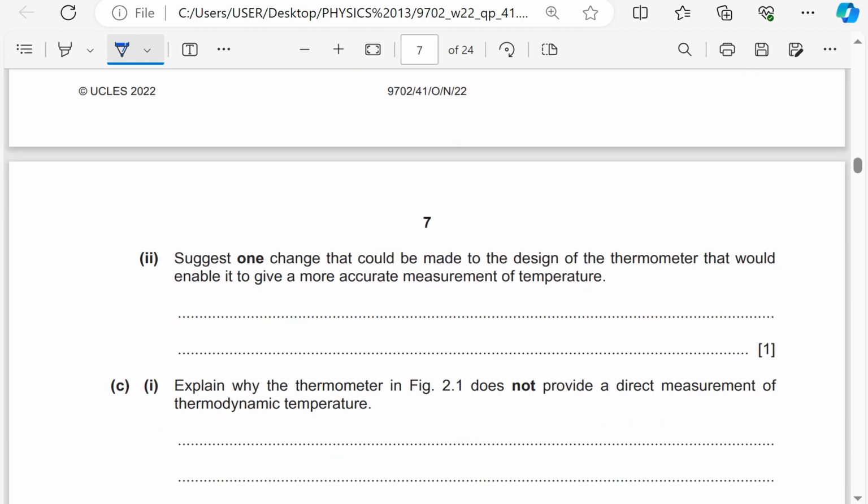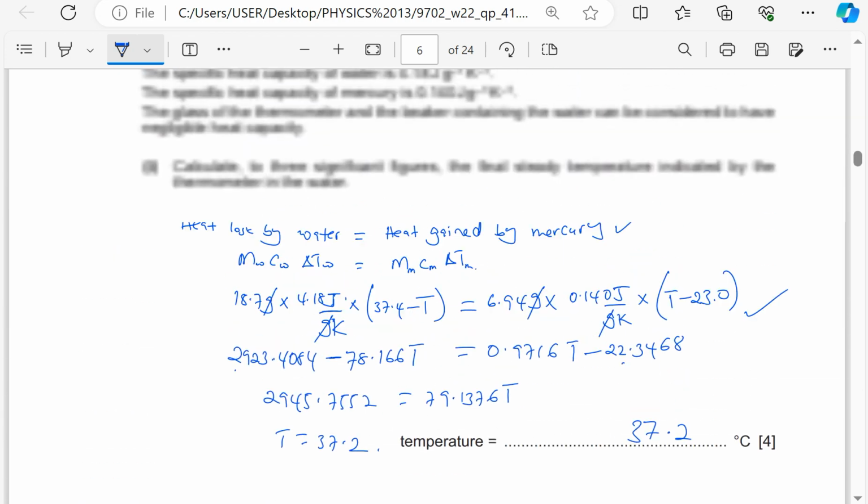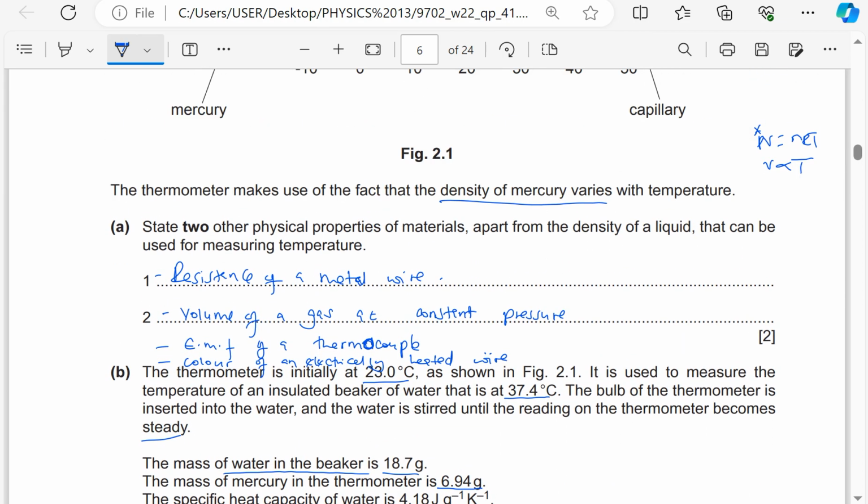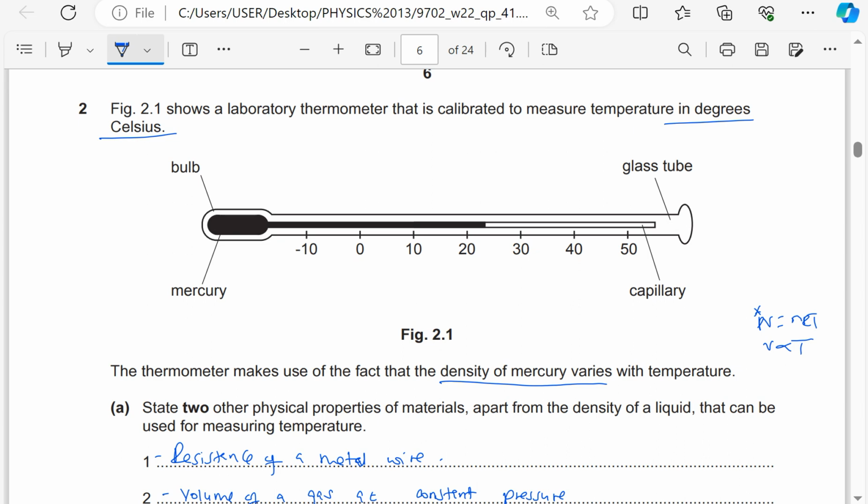So just one change that could be made to the design of the thermometer that would enable it to give a more accurate measurement of temperature. We want to change the design of the thermometer so that it gives a more accurate temperature. So we should make sure that we use a liquid which expands very fast as temperature increases. Therefore, we could use a liquid which has a lower specific capacity, and if a liquid has a lower specific capacity, it means a small change in the surrounding will cause a bigger change in temperature, which can easily be seen in the thermometer.